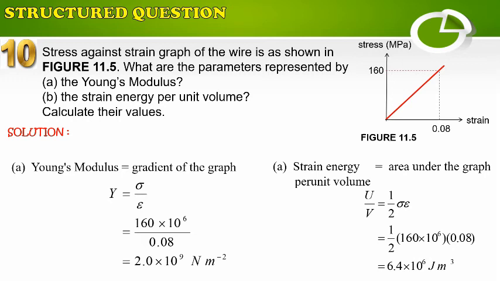Because of that, we can calculate the Young modulus, which is equal to 2 times 10 power of 9 Newton per meter square. For the strain energy per unit volume, it represents the area under the graph, and when we calculate the area under the graph of stress versus strain, we get the value, which is 6.4 times 10 power of 6 joule per meter cube, which represents the strain energy per unit volume.